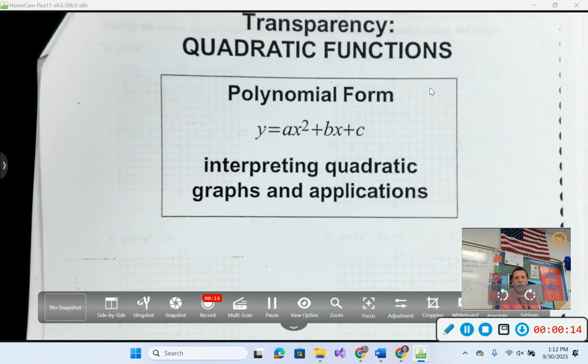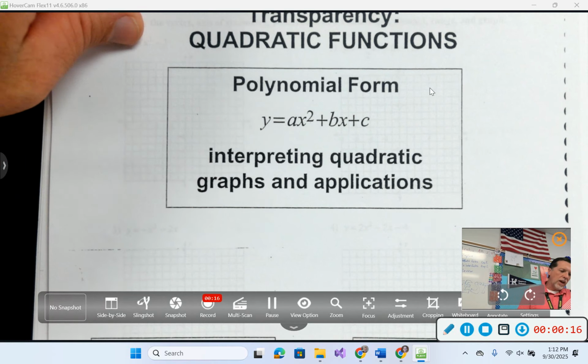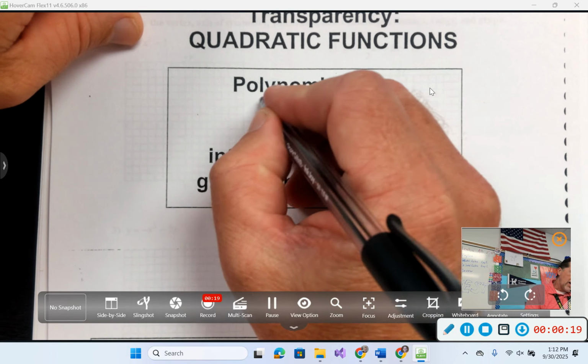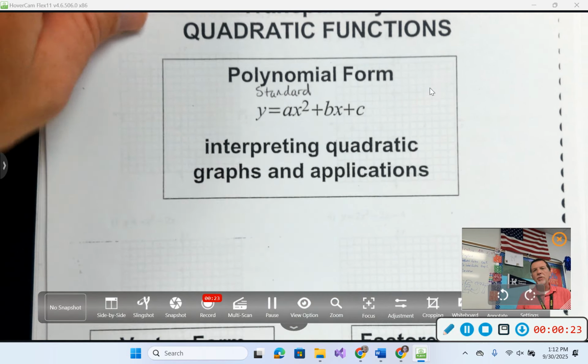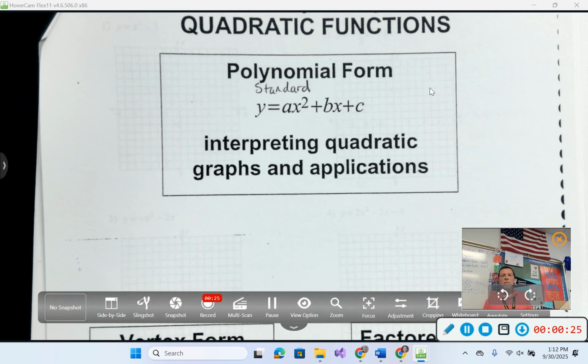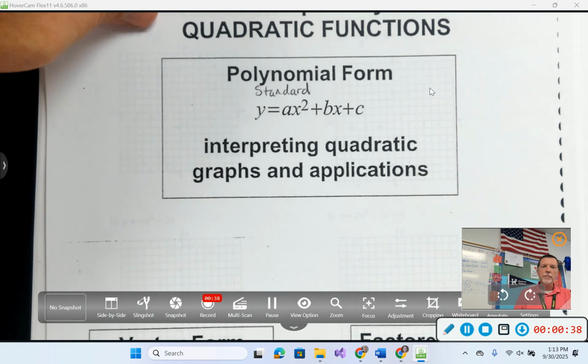Okay, there's three different forms of a quadratic. Most of the time this one is called standard form rather than polynomial form. Standard form, vertex form, and factored form. So we're going to talk about each one of them, talk about how they connect, and you'll still have 20-25 minutes left to finish the factoring for today.